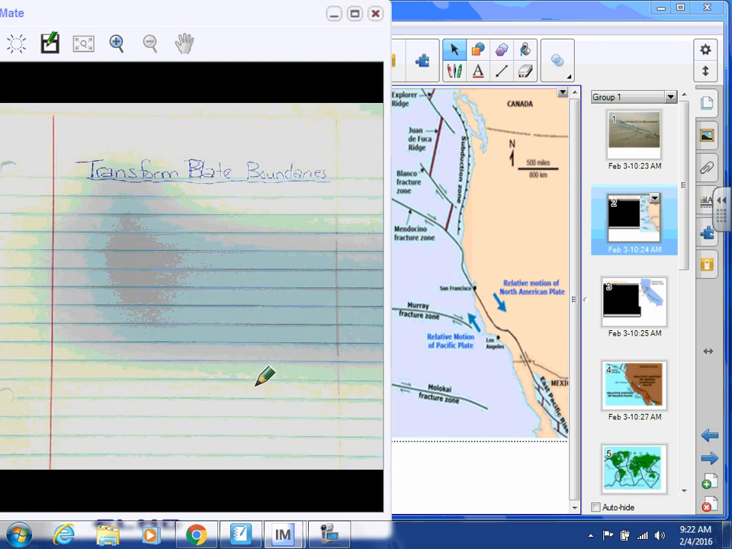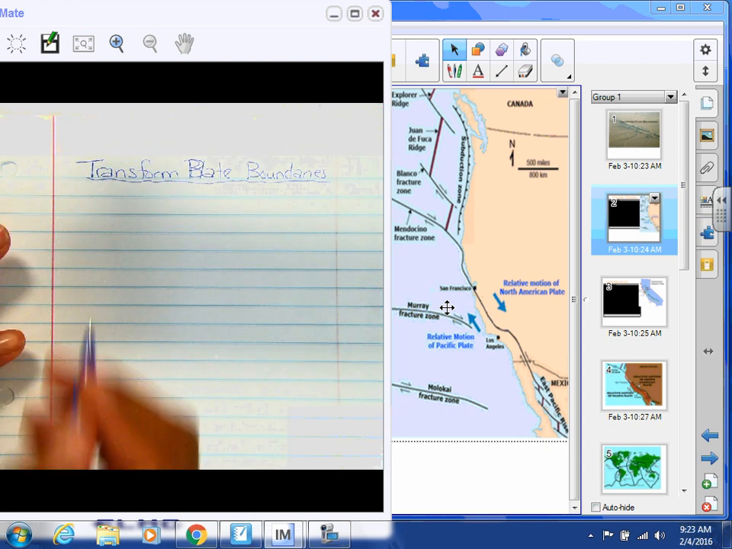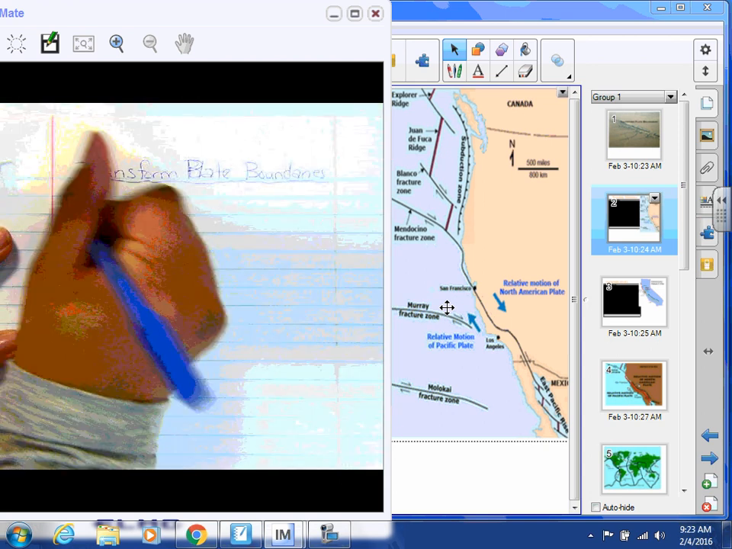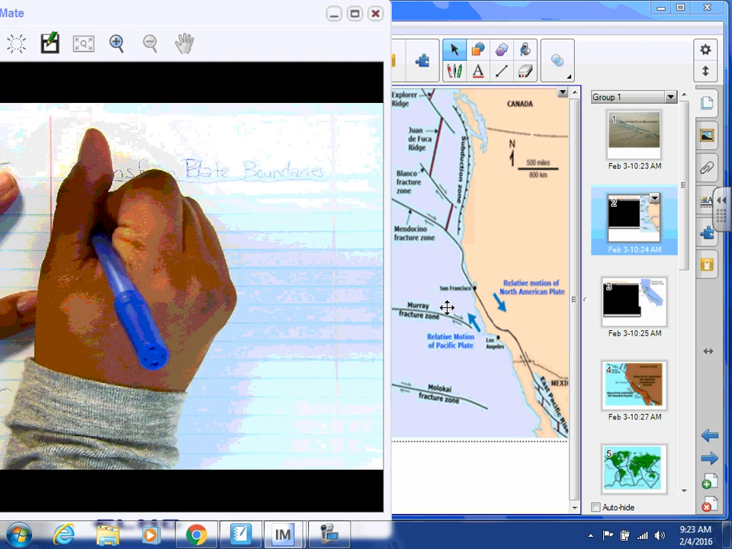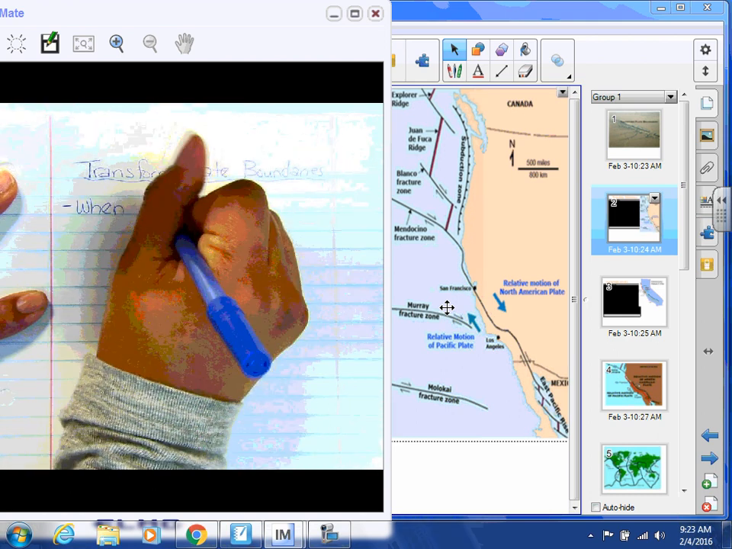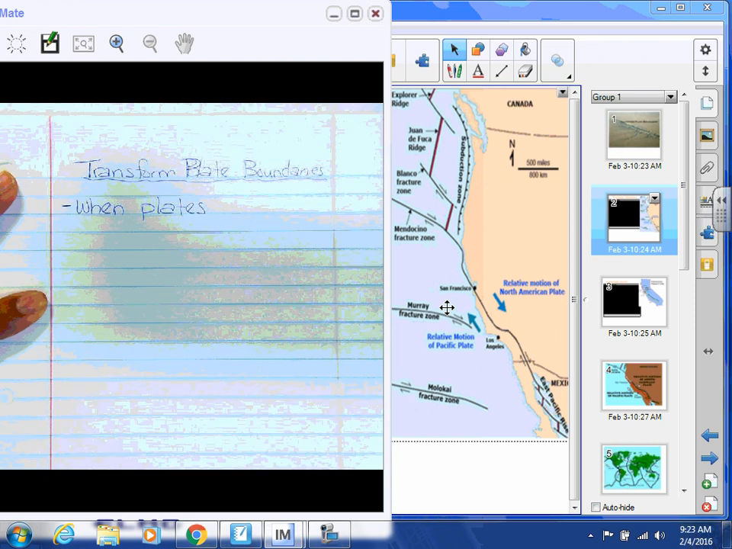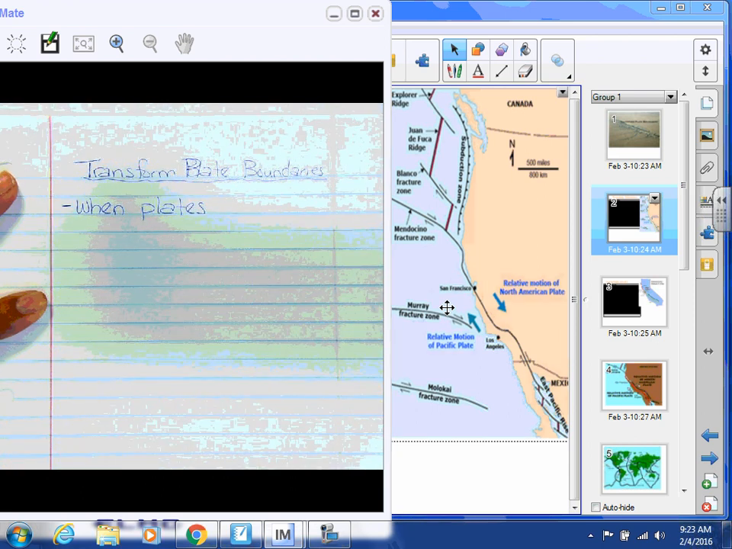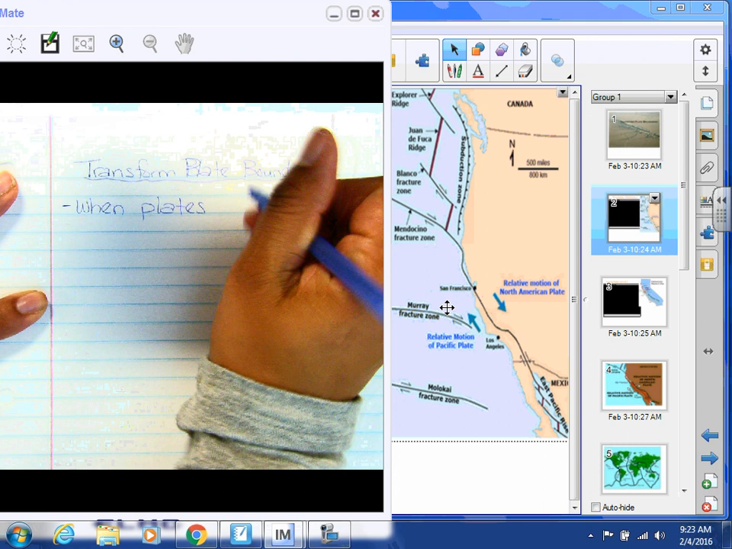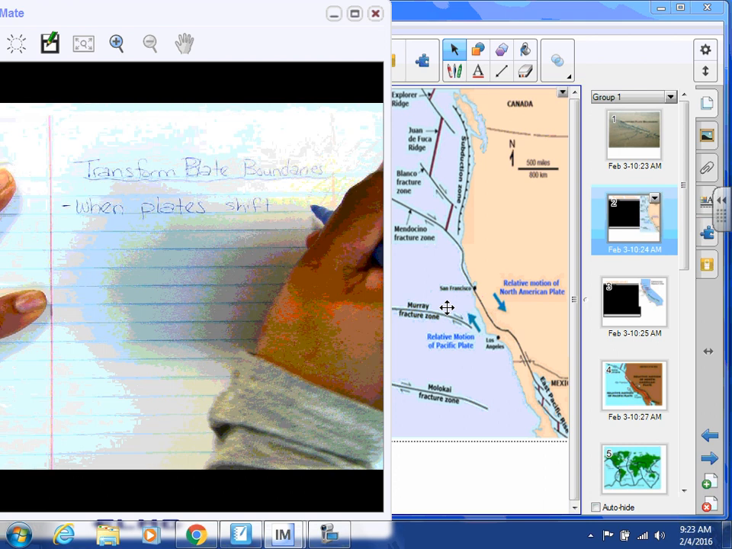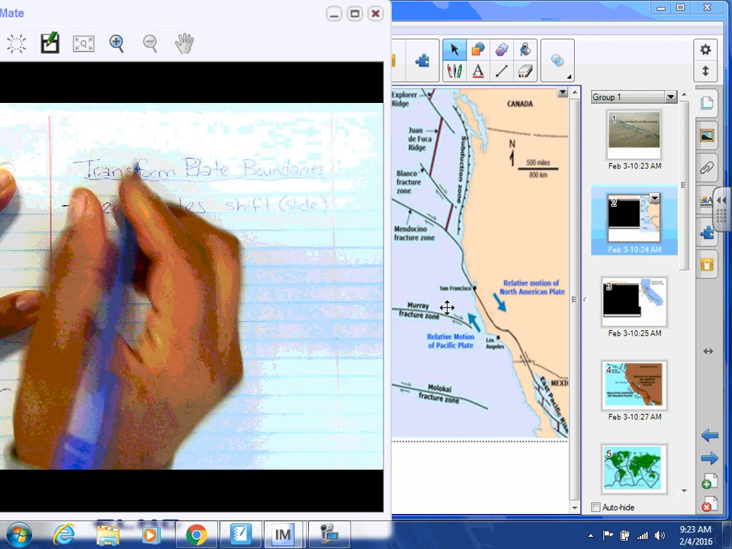So if we look here, we notice this is what it's saying. So let's just draw a little picture here. First of all, let's say what a transform boundary is. This is when the plates do what? And I like the word that Tavarsia used. Shift, and we'll just put in parentheses, past each other.